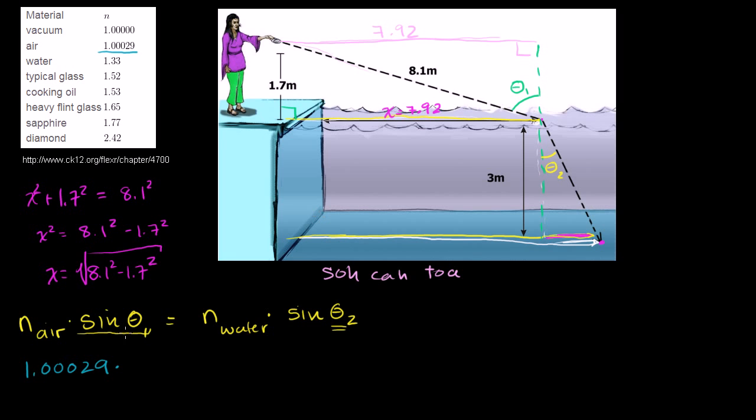So this is 7.92. So the sine of theta 1 is going to be the opposite of the angle over the hypotenuse. That just comes from the definition of sine. So this part right over here, sine of theta 1, we don't even have to know what theta 1 is. It's going to be 7.92 over 8.1. And that's going to be equal to the index of refraction of water.